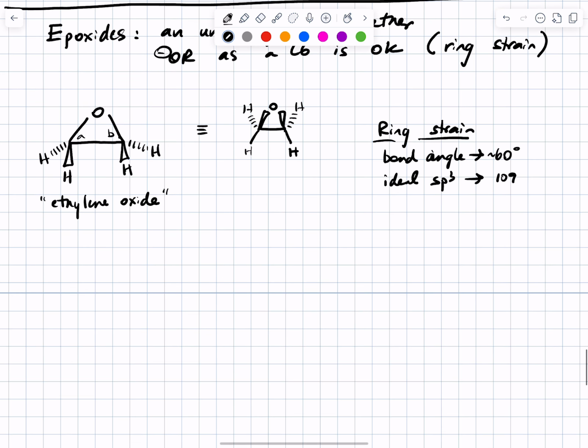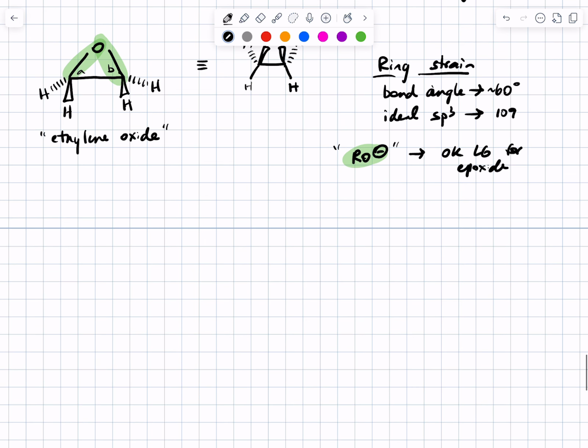And what that means for the epoxide is that RO minus, what am I talking about there? I'm saying the oxygen attached to either of these two carbons, I'm calling OR minus, is an okay leaving group for an epoxide because of the ring strain issue. So it's totally fine to take an epoxide like this and then have a nucleophile, and it needs to be a good nucleophile like OH minus.